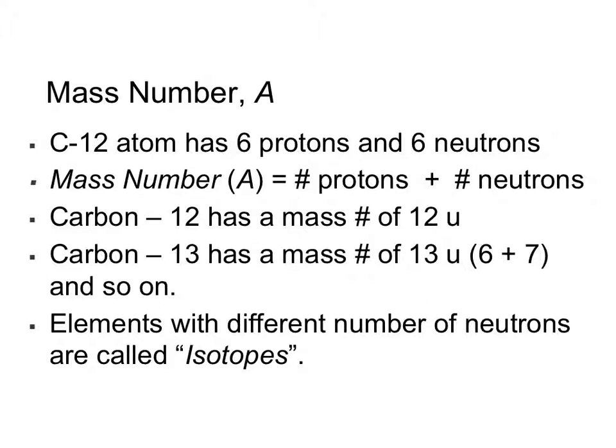As mentioned in the last slide, a carbon atom with 6 protons and 6 neutrons would have a mass number of 12.